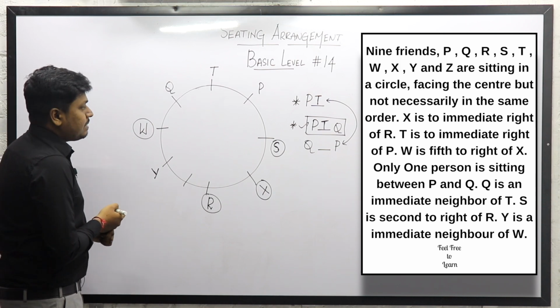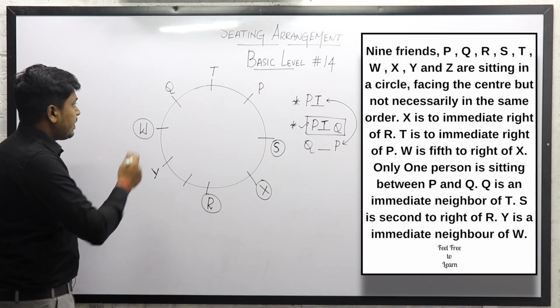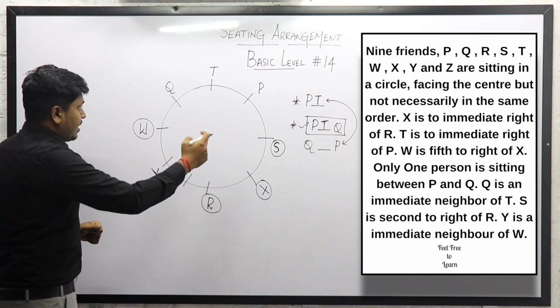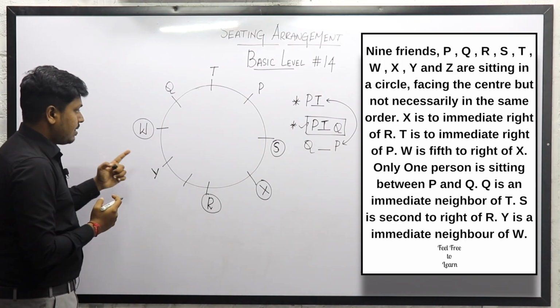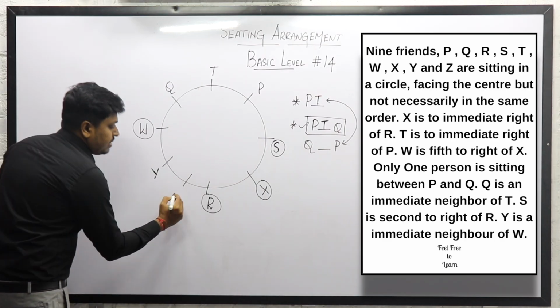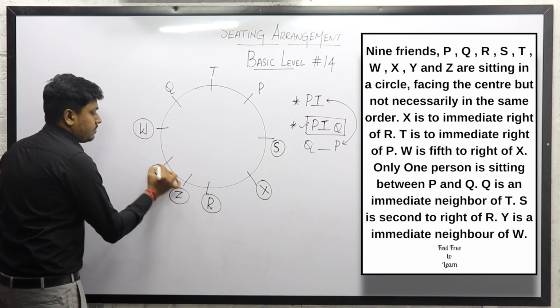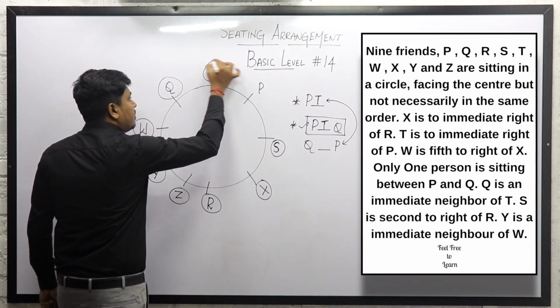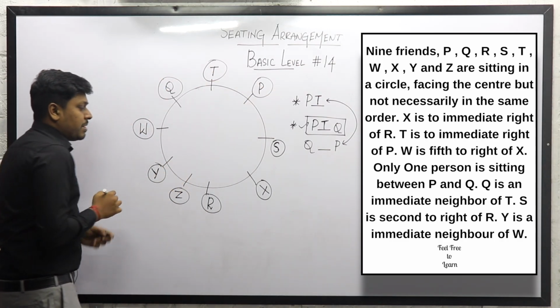So what is the letter remaining? P, Q, R, S, T, W, X, Y, Z is missing. So I should fix Z here. That's it. So this will be the answer for basic arrangement number 14.